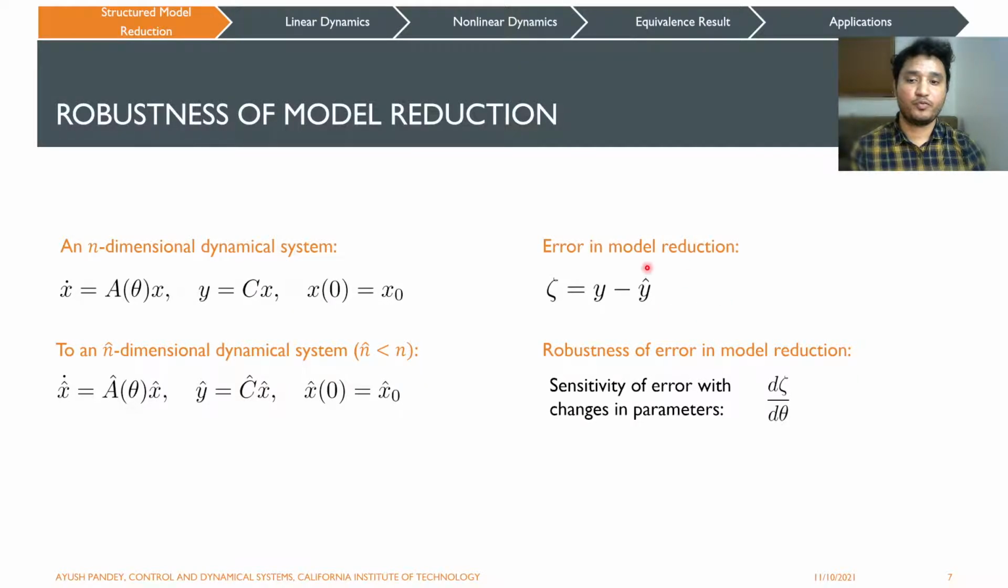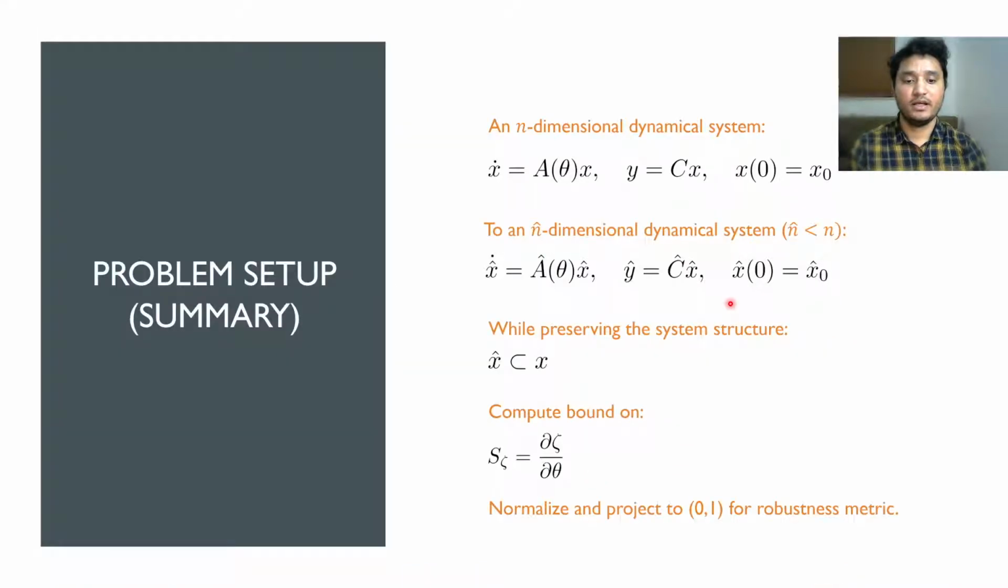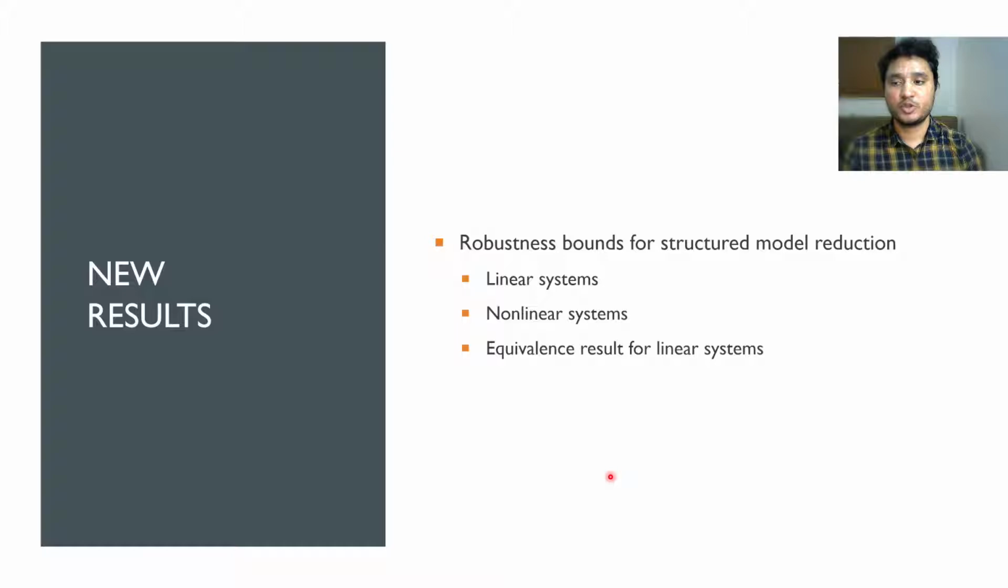And so with this problem setup in mind, we can compute a metric, which is the robustness metric, after normalizing this S zeta, which is the change of model reduction error with parametric uncertainties. So now let's start to look at the results of computing this robustness metric for linear and nonlinear dynamical systems.